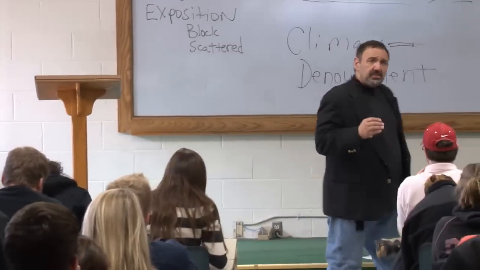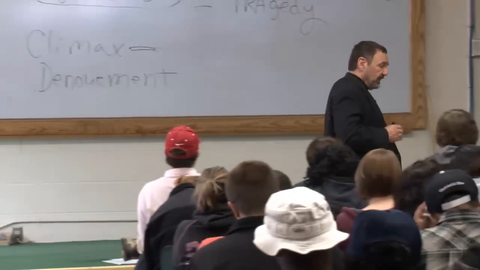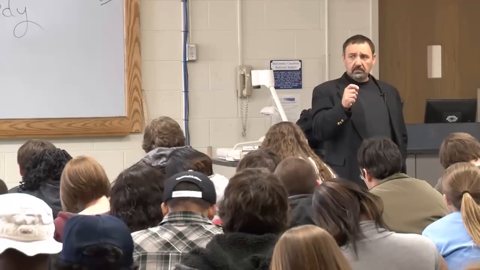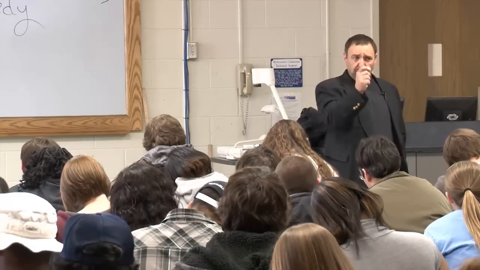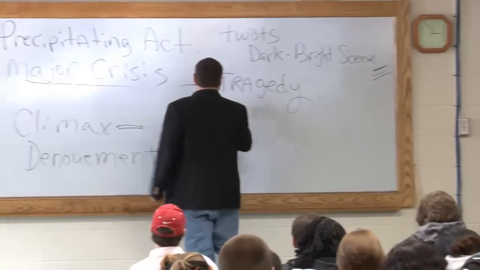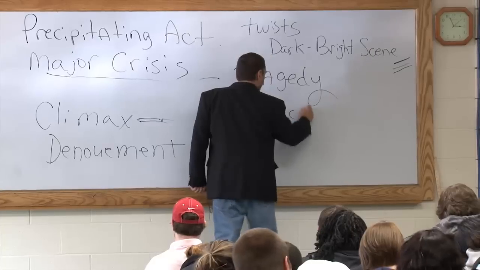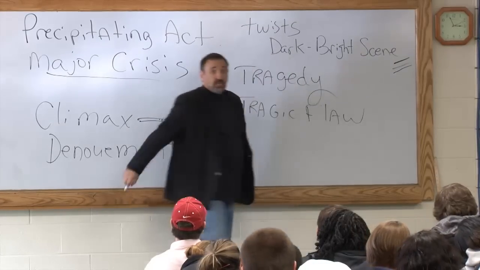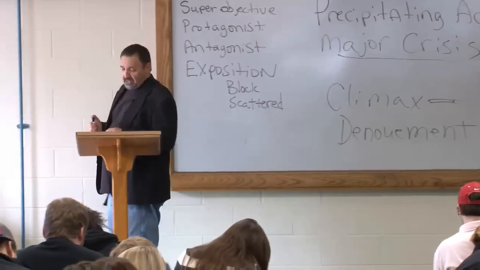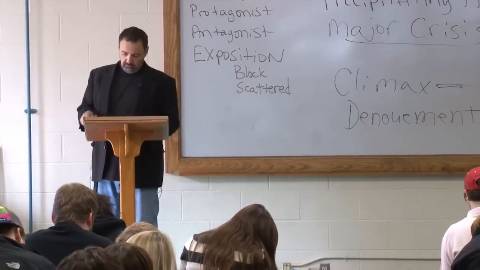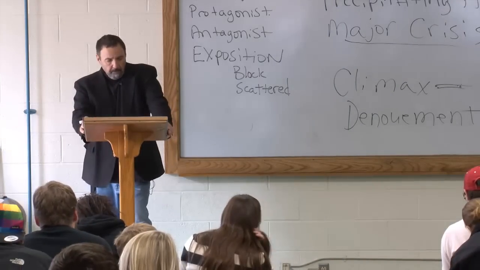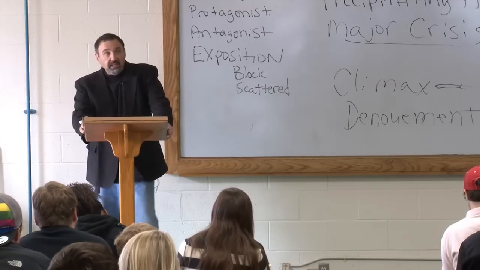The protagonist in a classic tragedy is a great and good person. They are a great and good person. But, bum, bum, bum, they have a tragic flaw. They're a great and good person, but they have a tragic flaw. Okay, what does that mean?